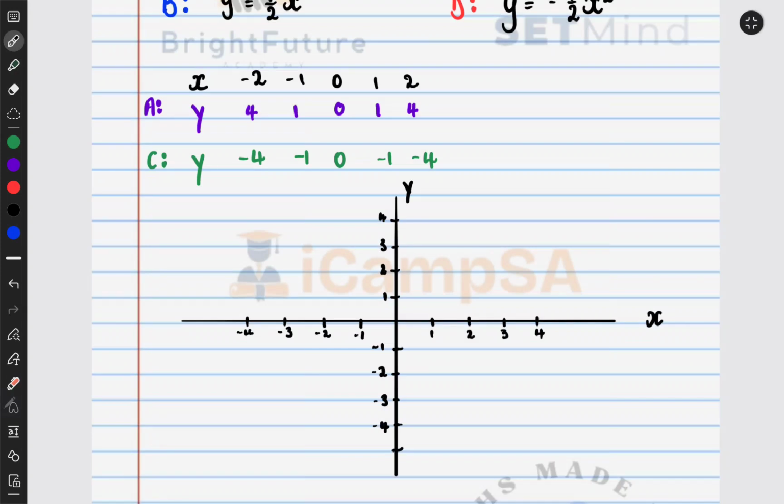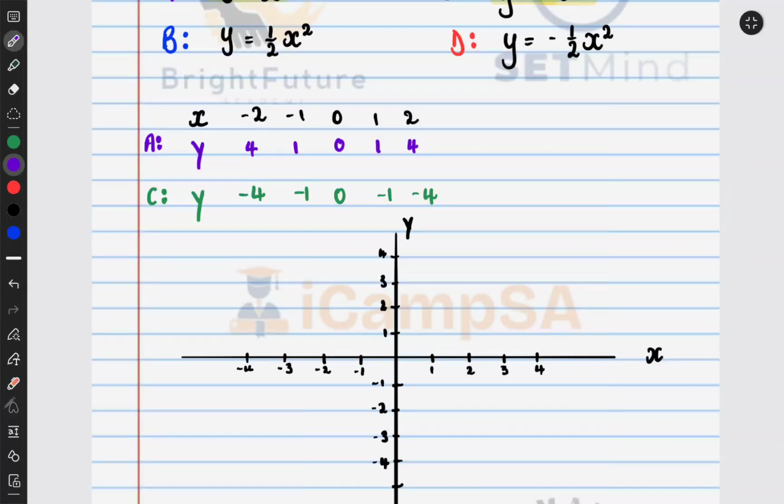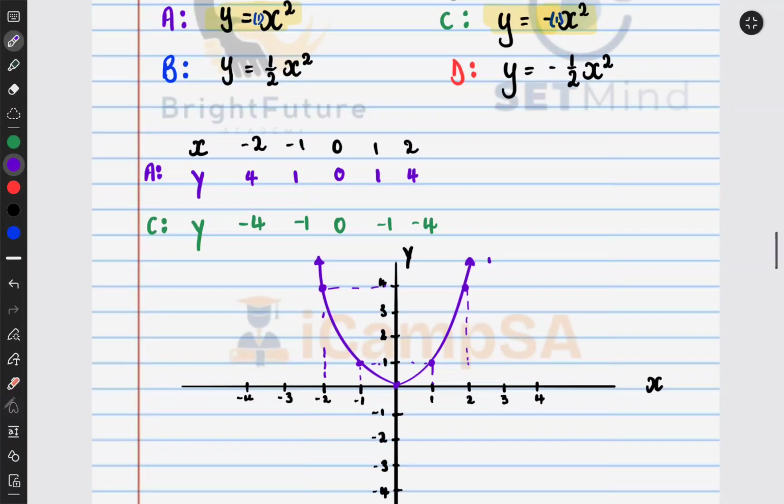Okay, so let's plot the points. For the first function a, y is equal to x squared, we have -2 and 4, then -1 and 1, and then 0 and 0. Next we have 1 and 1, and then 2 and 4. Then we join our points, and that is the function y is equal to x squared.